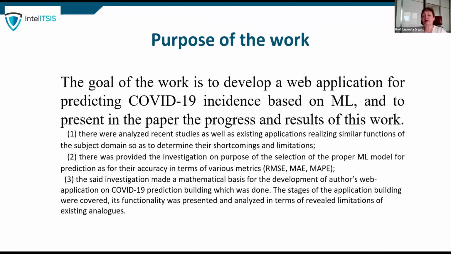and to present in the paper the progress and the results of this work. In order to achieve these goals, we had to undertake some core steps. So we analyzed recent studies as well as existing applications realizing similar functions of the subject domain so as to determine their shortcomings and limitations. We also provided our investigation for the purpose of selecting the proper machine learning model for prediction as for their accuracy in terms of various metrics. And finally, the said investigation made the mathematical basis for the development of the author's web application on COVID-19 prediction, which was actually done.